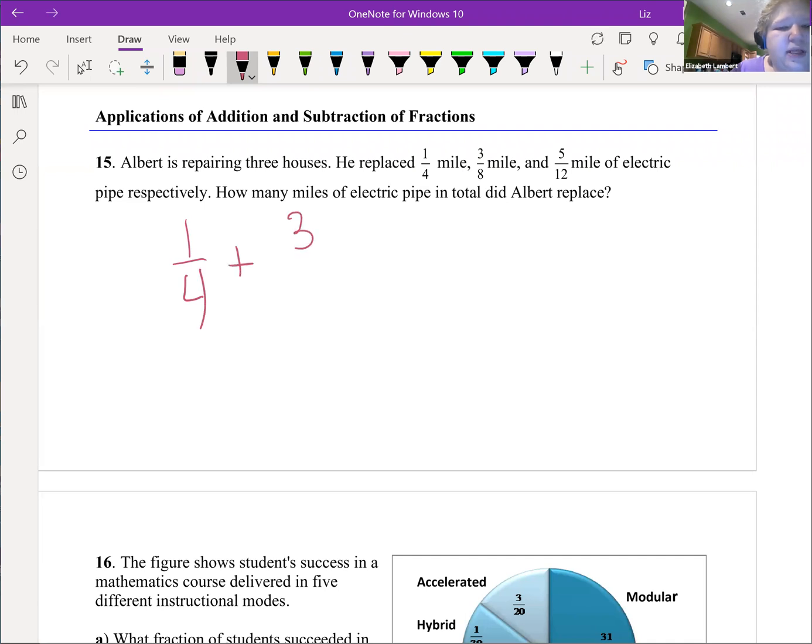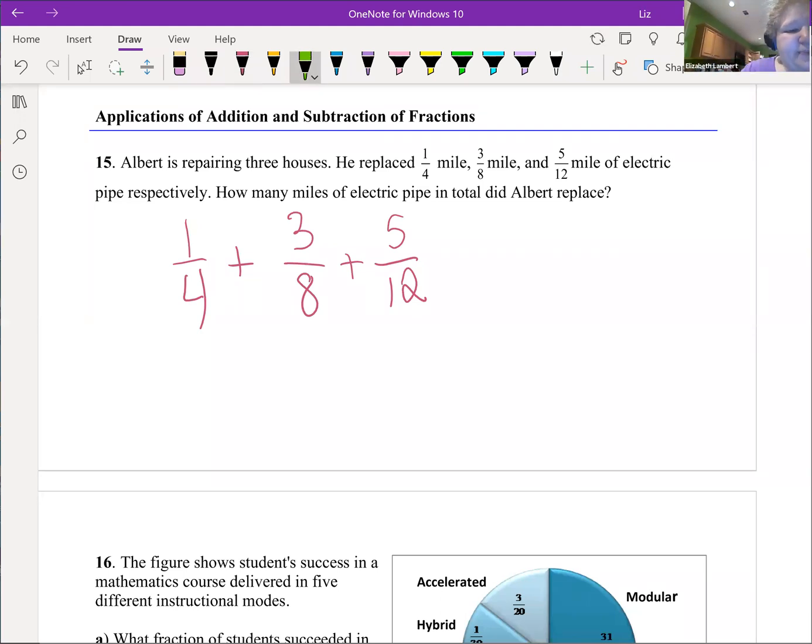1/4 plus 3/8 plus 5/12. Now we've actually dealt with 8 and 12 before, but we had a 6. The 4 also divides into the 12 though, and it divides into the 8. So I really just need to figure out the number for 8 and 12, which you can glance back up, was double 12, 24.